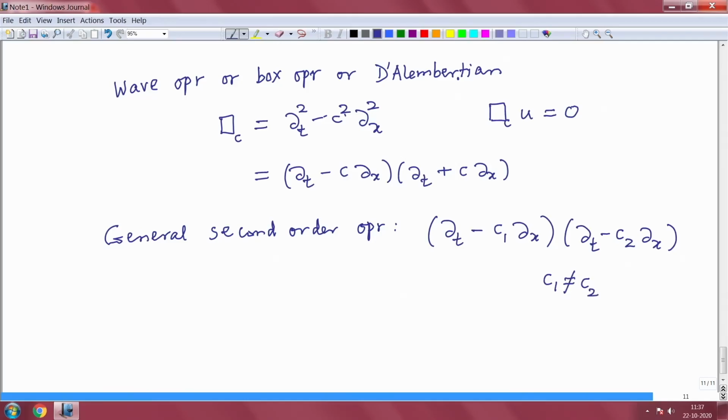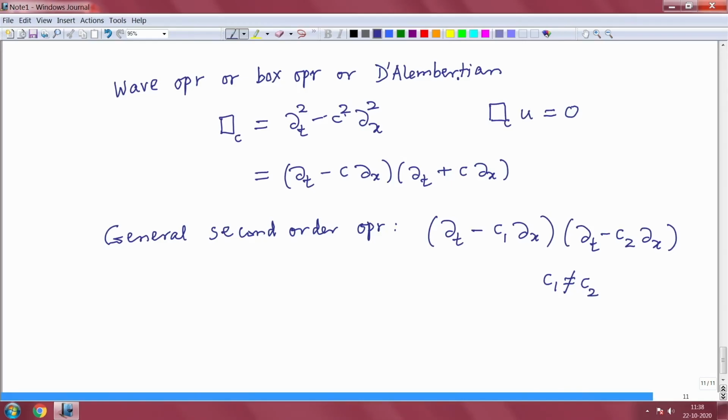Okay. In this setup, when you consider this general second order operator, there is no constraint on the signs of C1 and C2. C1, C2 can be of the same sign, both positive or both negative, or they can be of different signs. So one may be positive and one may be negative, and in fact one can be 0, okay, as long as C1 is different from C2.